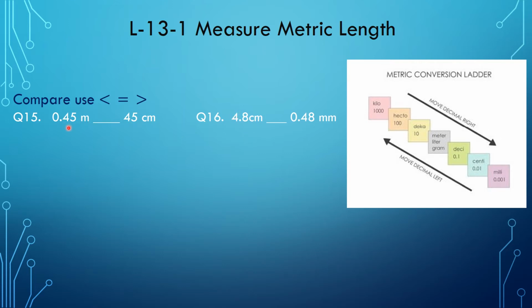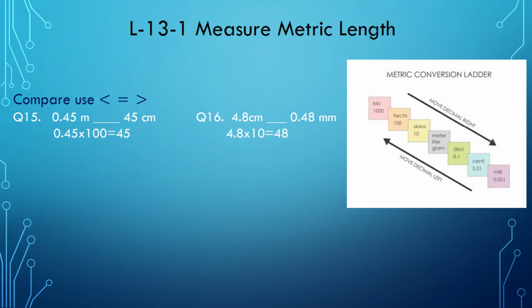Then you can see 0.45 meter to centimeter. Meter to centimeter. How many steps down? 1 and 2. That means shift to the right. How to write? Right side you can move the decimal, 1 and 2. That means what is the value?